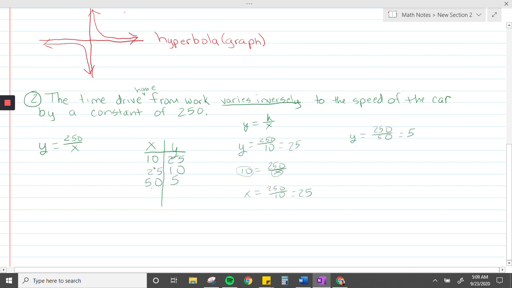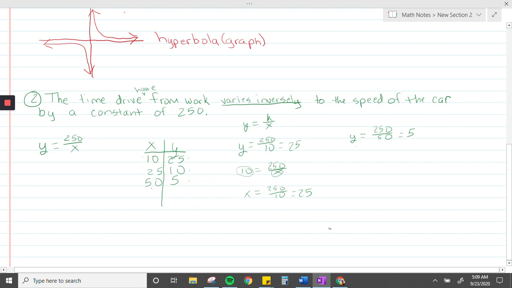Now notice for inverse variation, as we go down the line and the x values get bigger, my y values are getting smaller. And every time my y values get bigger, my x values get smaller. And that's what we mean by inverse variation. One variable gets bigger and the other gets smaller, or one variable gets smaller and the other gets bigger.